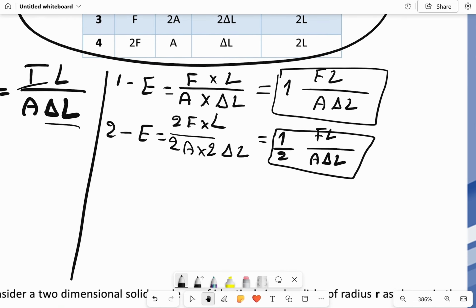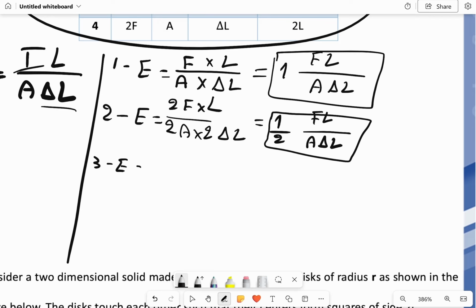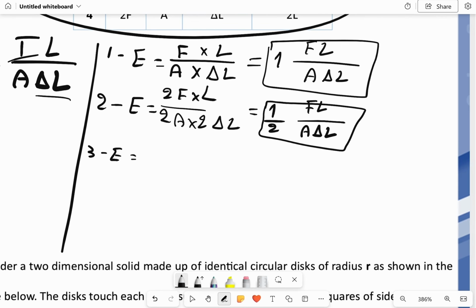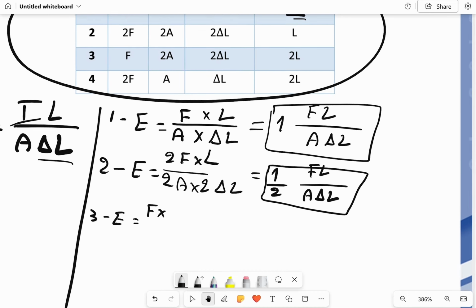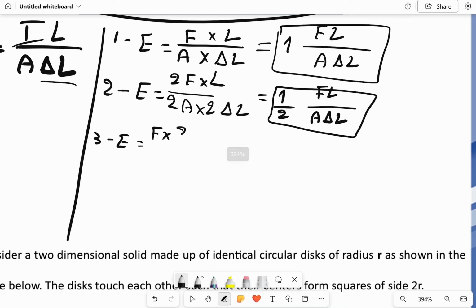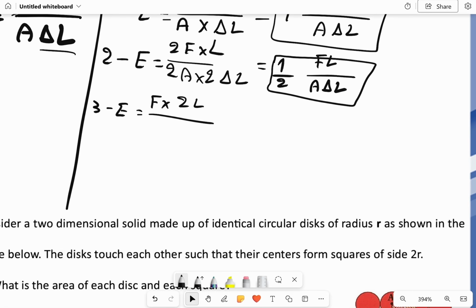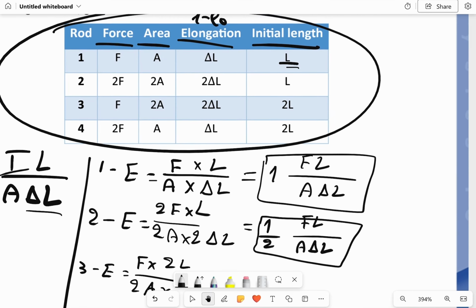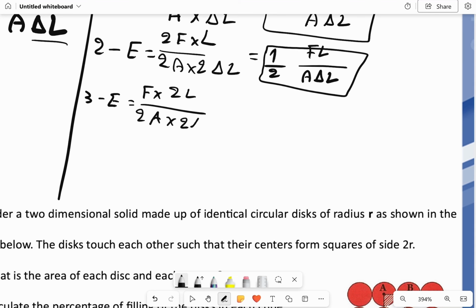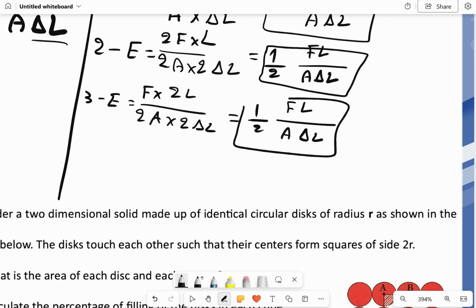Third one, you have what? Young's modulus is equal to F multiplied by length, and length is equal to 2L. Then area is equal to 2A. Then elongation is equal to 2 delta L. Then this one will also be 1 divided by 2 times FL over A delta L. This is the third one.